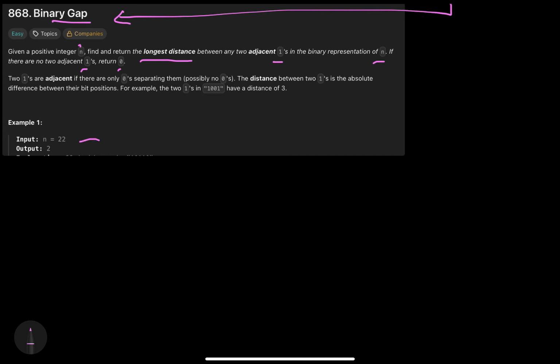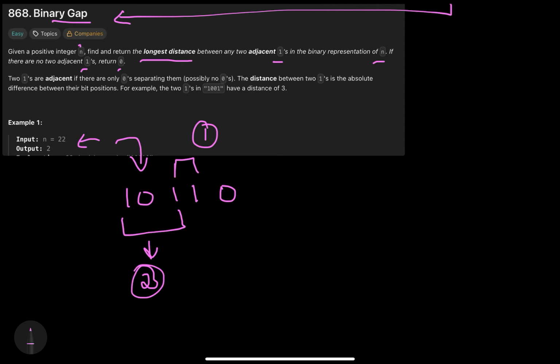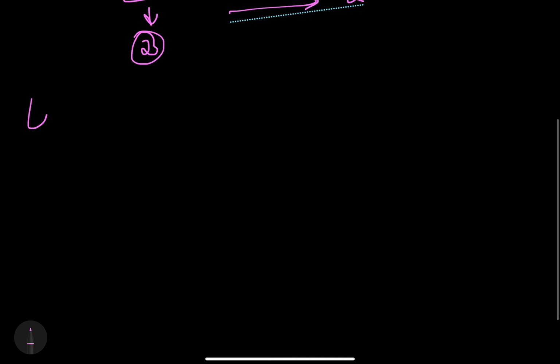Okay, for example, the binary representation of 22 is 1 0 1 1 0. So these two are adjacent 1s, the gap between them is 1. These two are adjacent 1s, the gap between them is 2. So the longest gap between any two 1s is 2. Okay, so that's what we have to check. So we can easily solve this. Let's see how we'll code it.